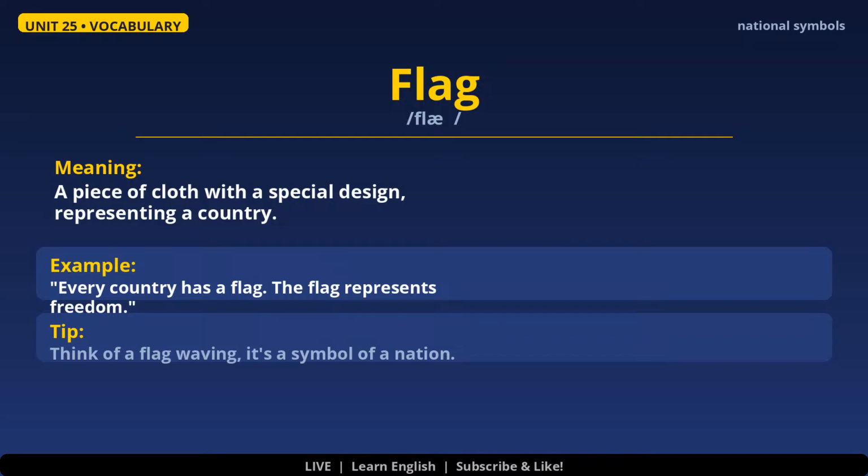The word is flag. A piece of cloth with a special design representing a country. Here's an example. Every country has a flag. The flag represents freedom. Remember, think of a flag waving. It's a symbol of a nation.